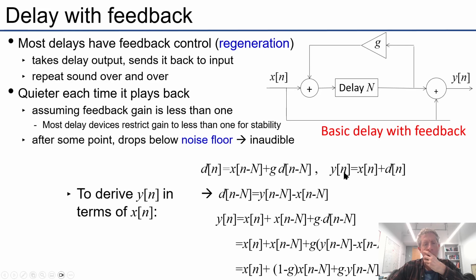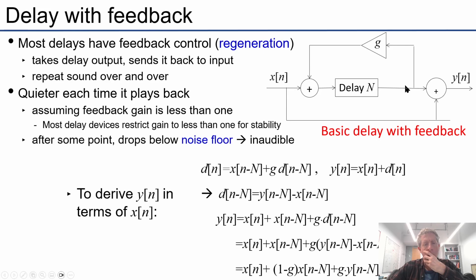So if we look at the second one, you can just say that y of n, the output, is the sum of x of n going into it and this delayed version also going into it. So that's the sum of x of n plus, let's call it d, a lowercase d, plus d of n, which is that input right before the summation. So that's what we have for y of n.